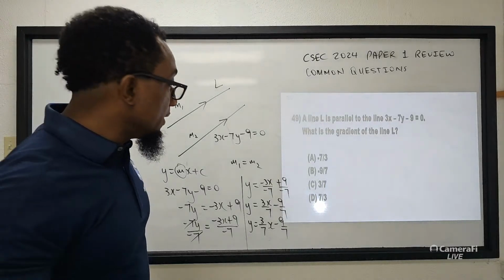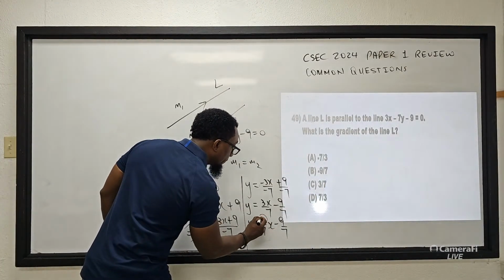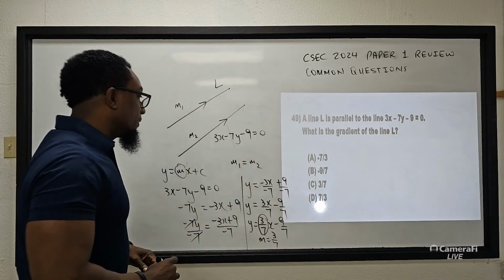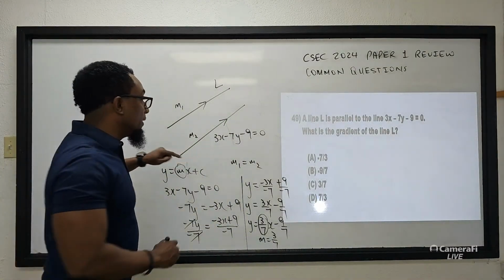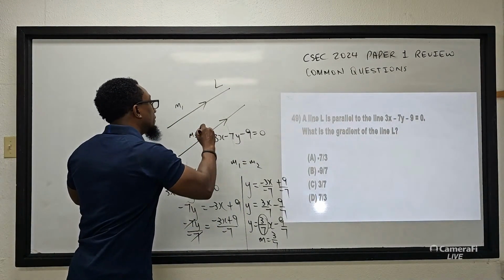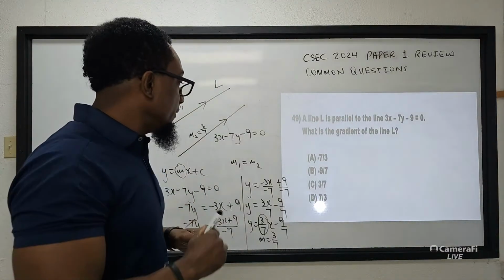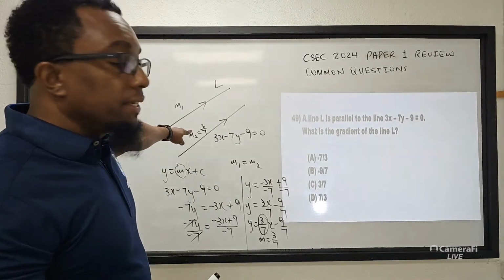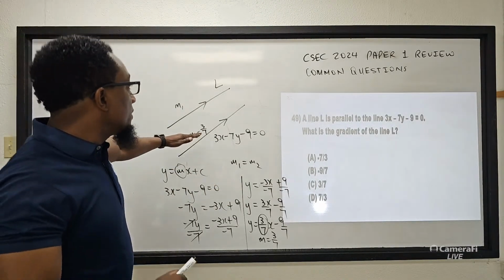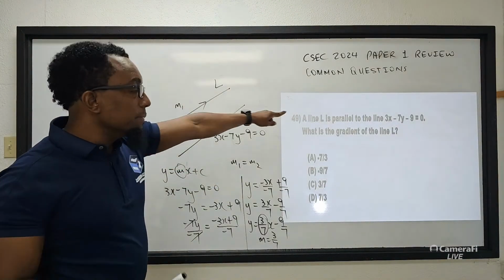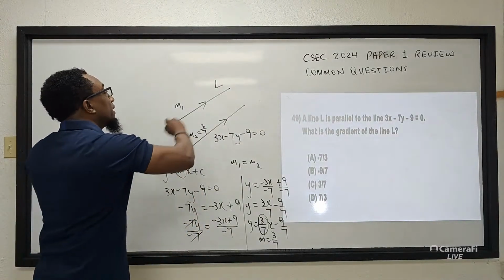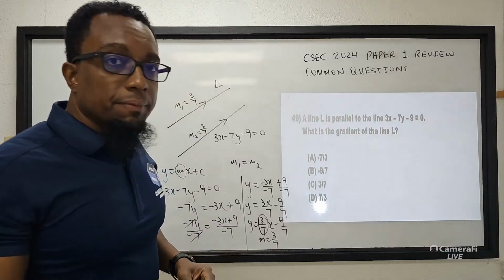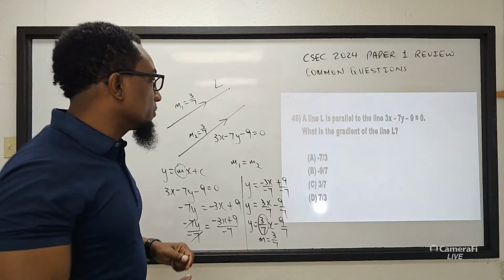Alright, so the gradient is this 3 over 7 located in front of your x. That's the gradient of this line here. M is equal to 3 over 7. Alright? So first, what we did is to make sure we made y the subject to find the gradient of this line. And because these two lines are parallel, as you see mentioned in the question, it means that the gradient of this line L is also 3 over 7. So the answer for question 49 is C.